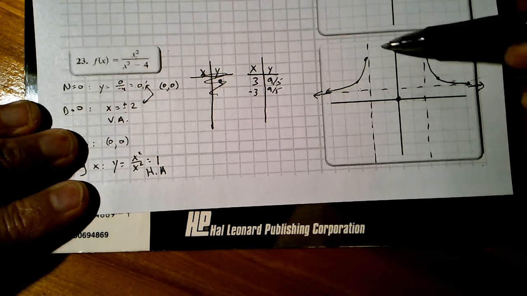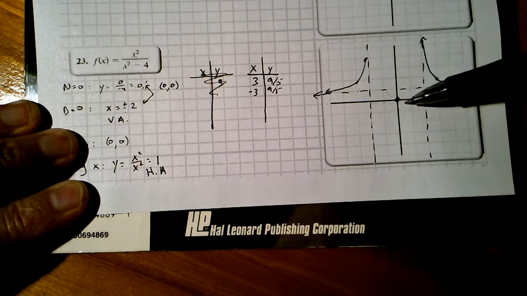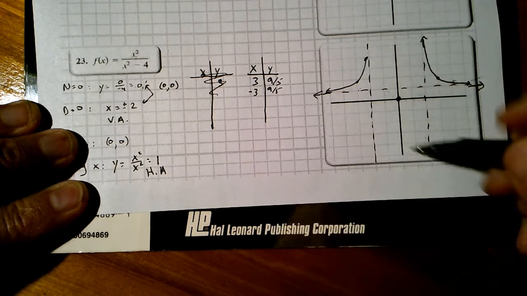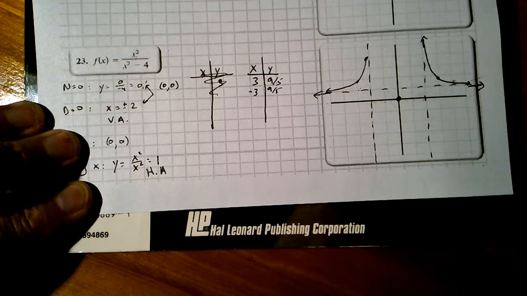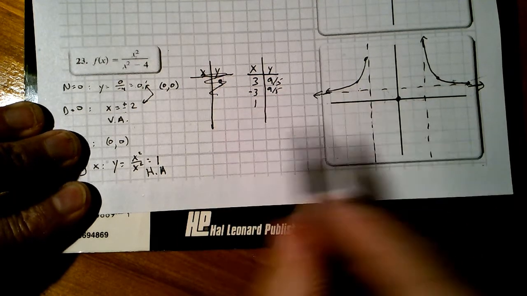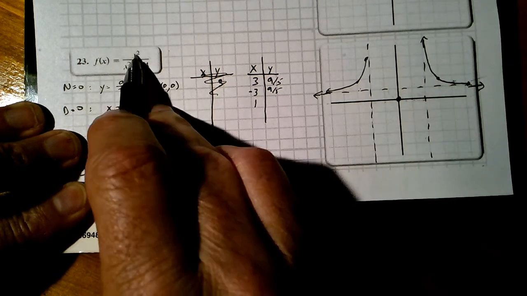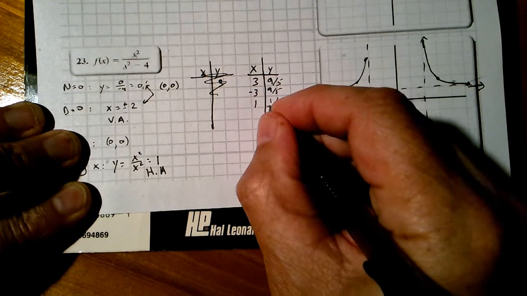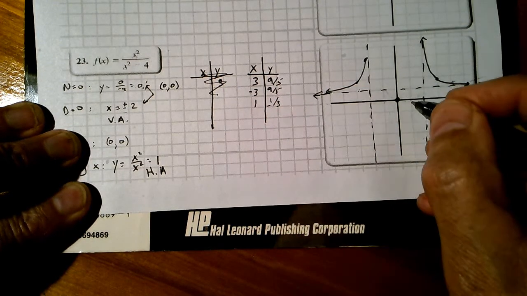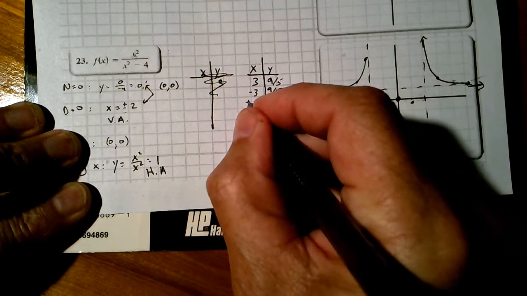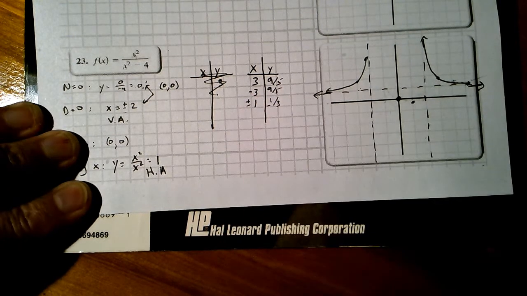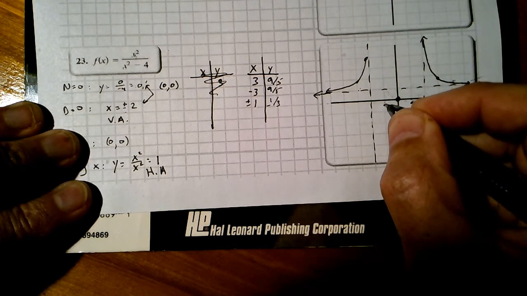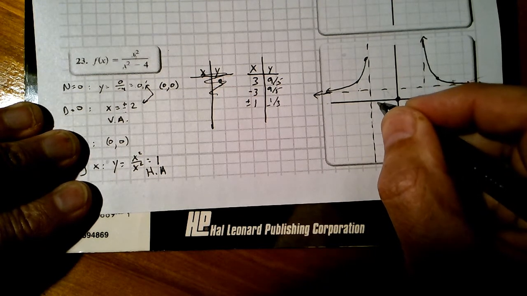I know it must be a U shape up or a U shape down because it's an even graph. But if you get a graph without knowing that, it could be any of those. So I would expect you to put 1 in. Let's see what's happening at 1. Put in 1 and we get 1 over 1 minus 4, -3, -1/3. And if I put -1 in, I'm going to get the same thing.